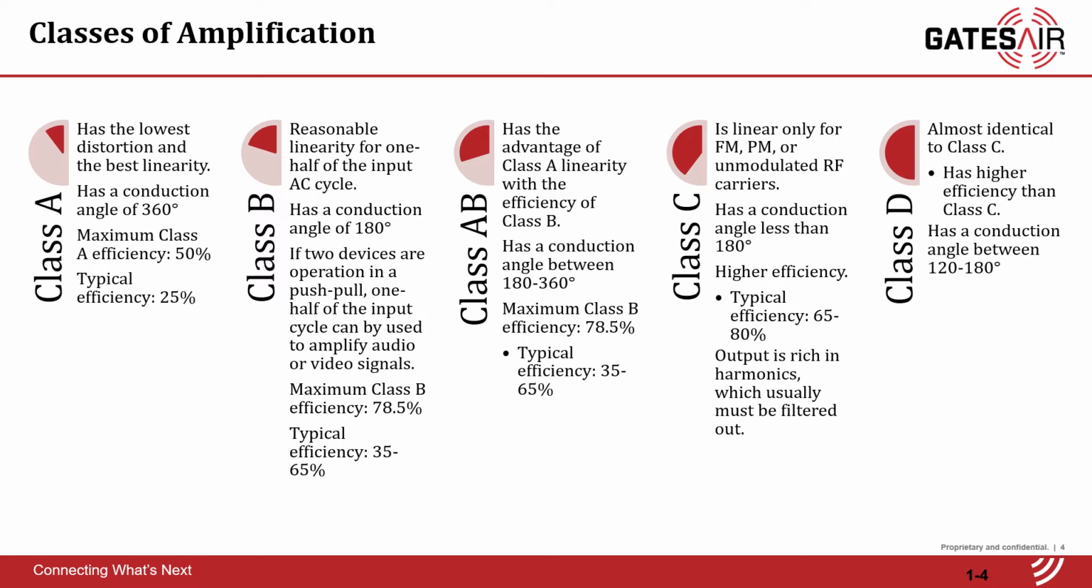Class AB amplifiers are conducting more than 180 degrees but less than 360 degrees, which means they are very linear, much like the Class A, and much more efficient like the Class B. Class C amplifiers are conducting for less than 180 degrees. They're very linear for FM and unmodulated RF, and much more efficient because of their conduction angle. Class D amplifiers are similar to Class C, except they run in switch mode, which means they're on or off, or they're fully saturated or in cutoff, which increases their efficiency.